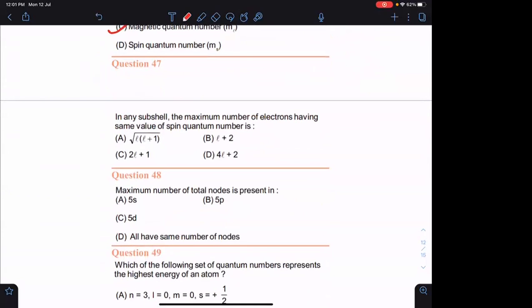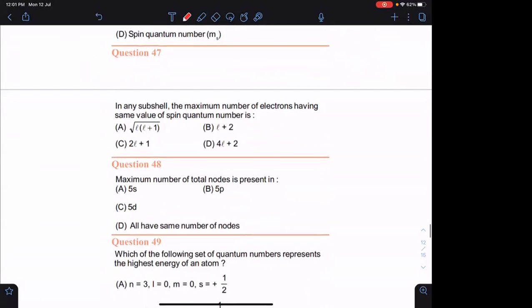Question number 47. In any subshell, the maximum number of electrons having the same value of spin quantum number is? The number of orbitals is 2l plus 1. So 2l plus 1 electrons will have plus half, and the remaining 2l plus 1 will have minus half. Number of orbitals into 2 is the number of electrons. So half the electrons have plus half, half have minus half. So the answer is 2l plus 1. Any doubt?